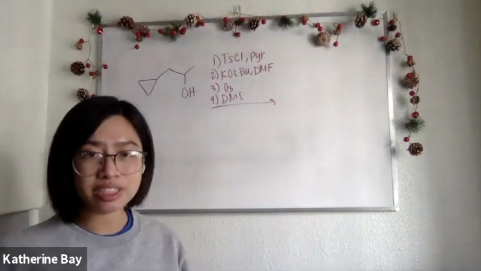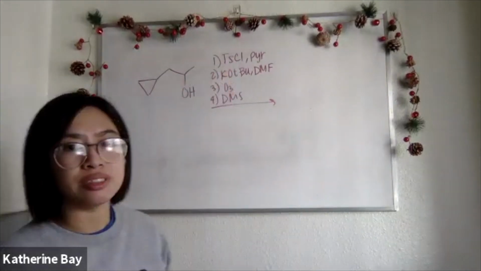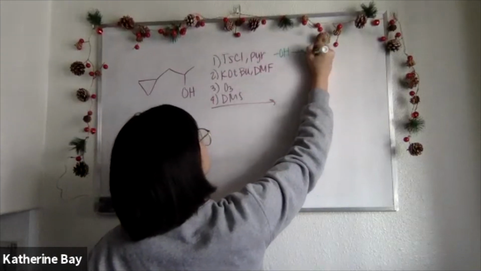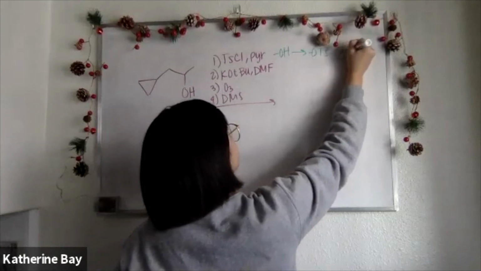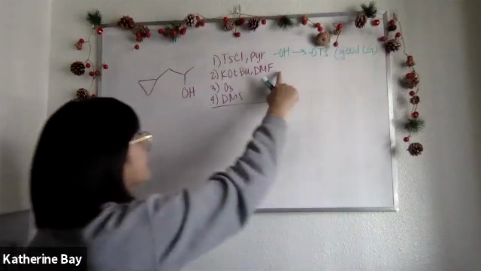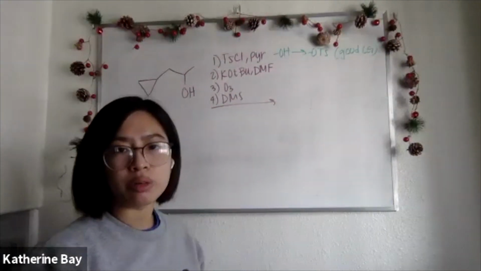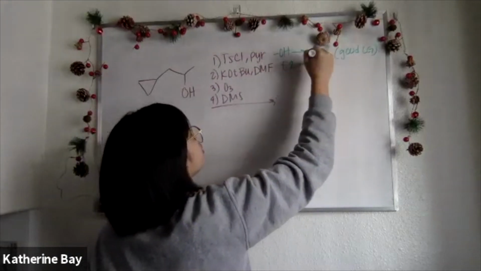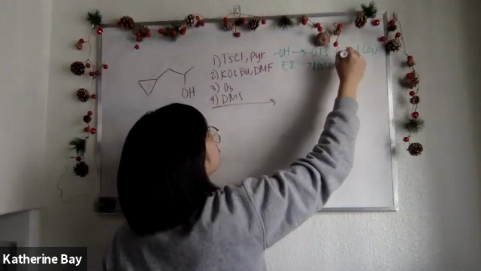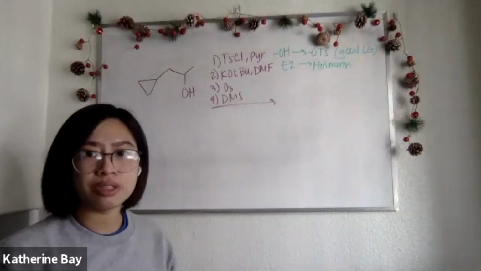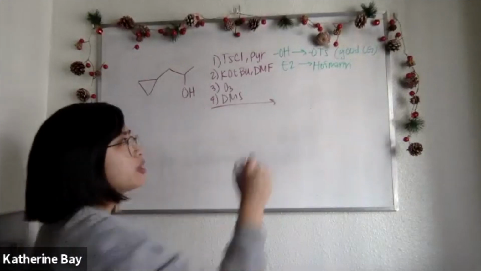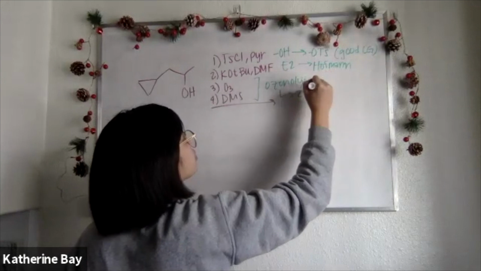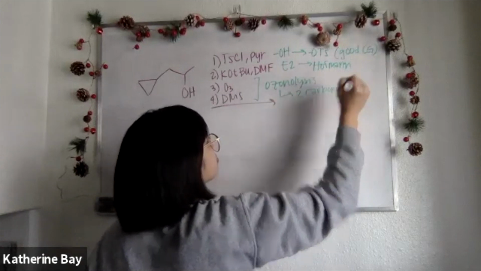So if we break down the steps of this multi-step synthesis, well, the first step uses tosyl chloride and pyridine. So we know that this is a way to change alcohol into OTs, which is a good leaving group. Second step, we're using KOtBu and DMF. So remember, potassium tert-butoxide is a strong, bulky base. So we know that this proceeds through an E2 mechanism, and we're going to follow Hofmann's rule. And then steps 3 and 4 mean that we're going to perform ozonolysis. So we know that our final product should have 2 carbonyls. Now let's get started.